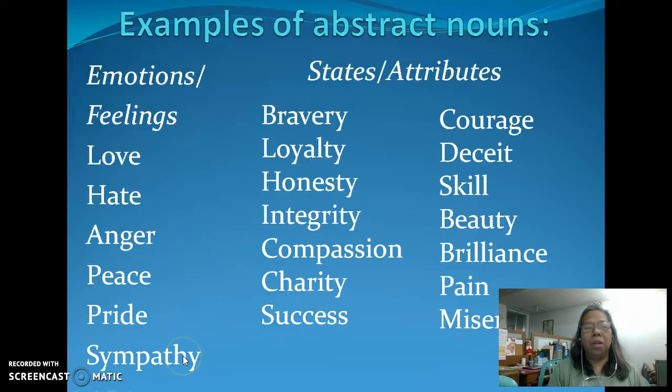So under emotions and feelings, I have the following nouns: love, hate, anger, peace, pride, and sympathy. So these are feelings or emotions that we may feel. The next category is the states or the attributes. And then you can have under that category nouns like bravery, loyalty, honesty, integrity, compassion, charity, success, courage, deceit, skill, beauty, brilliance, pain, and misery.